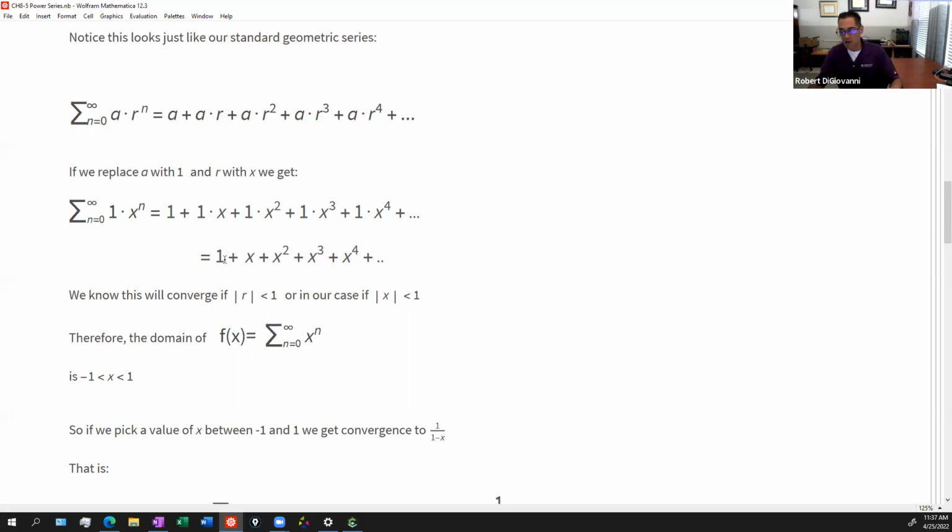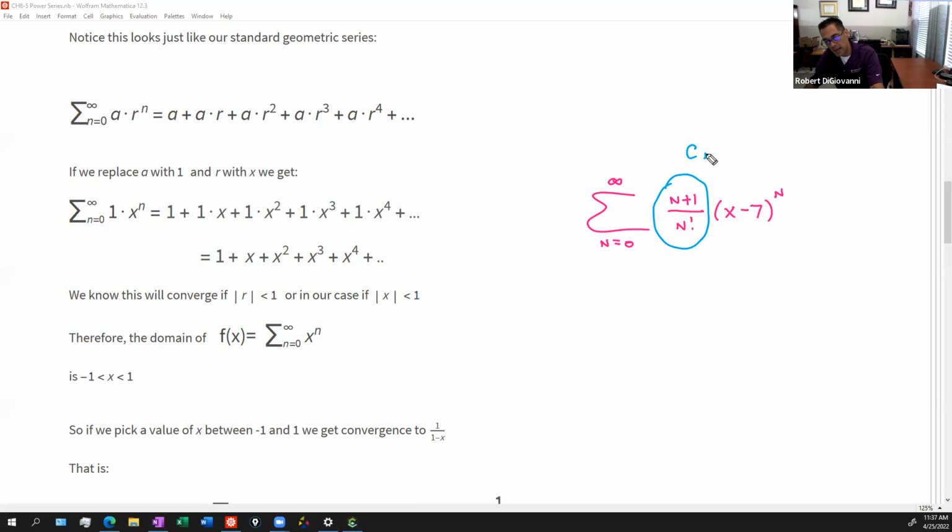If I gave you this power series, I'm just going to make one up: sum n equals 0 to infinity of n plus 1 over n factorial times x minus 7 to the n. That is a power series. You've never seen a power series like that before, but that is a power series. This right here is our c sub n. This right here is our x minus a to the n.